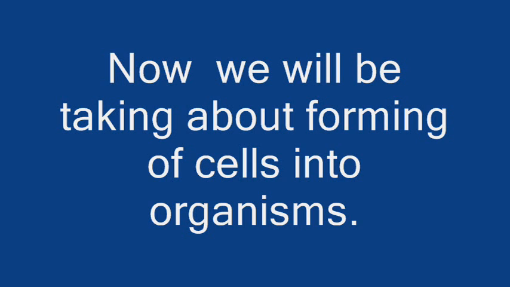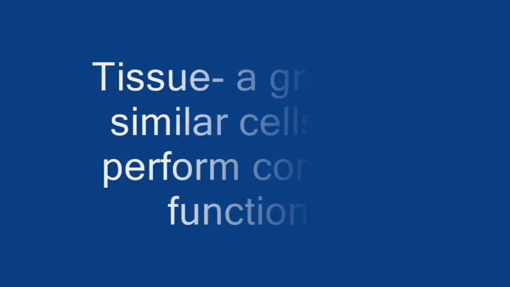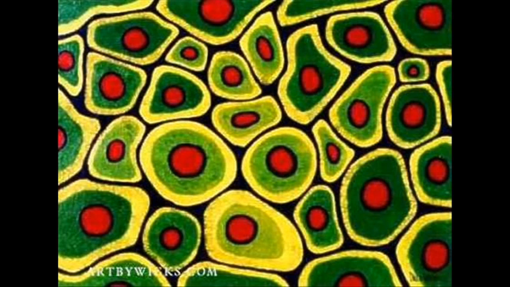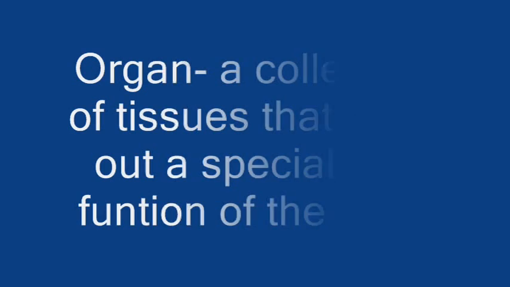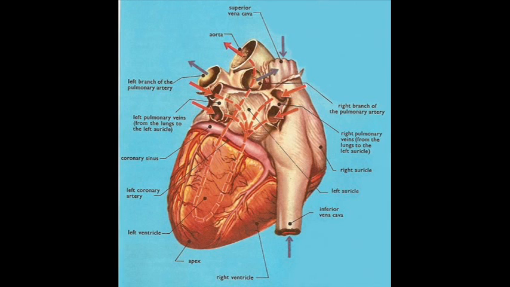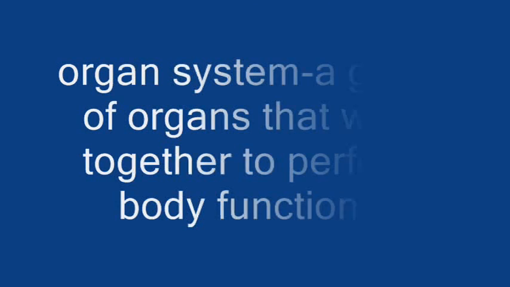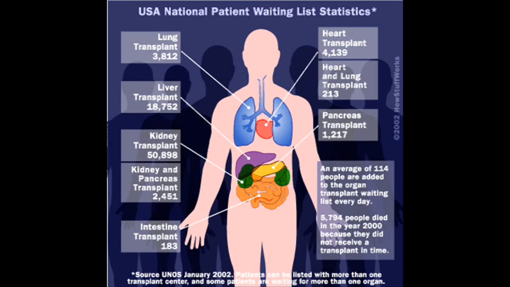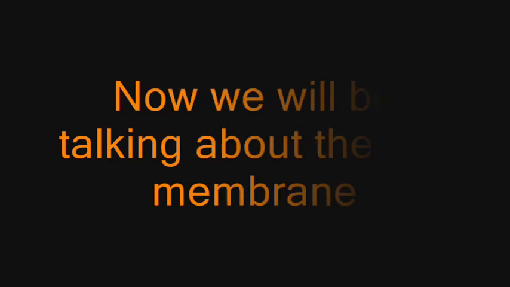Okay, see? Now we'll be talking about forming of cells into organisms. Tissue, a group of similar cells that perform common functions. This is tissue. Picture of a tissue. Of cell. Tissue. Organ, collection of tissues that carry out a specific function in the body. This is an organ, the heart. Organ system, a group of organs that work together to perform body functions. See, they work together.